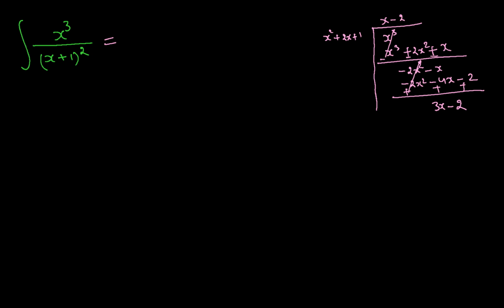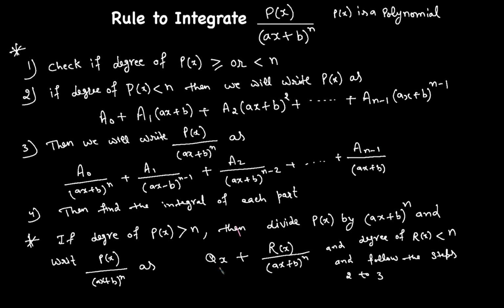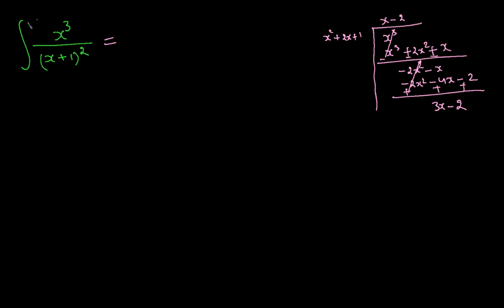So let's go back, and we're gonna write quotient plus remainder over divisor. So let's do that over here. So the quotient is x minus 2, plus my remainder, which is 3x minus 2, over my divisor, which is basically x plus 1 squared.